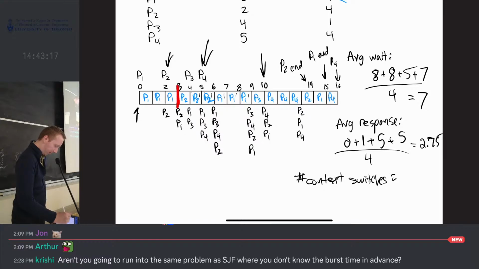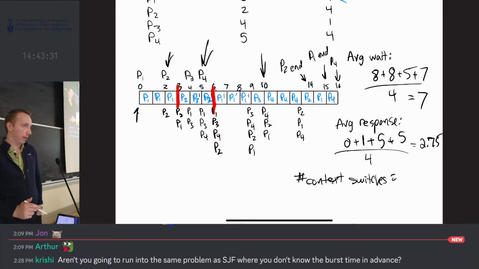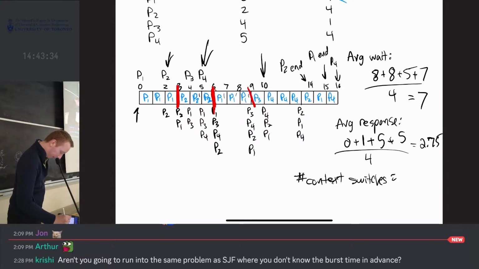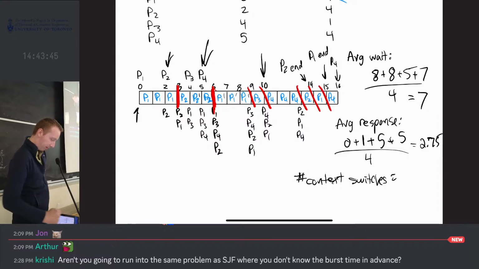So we switch between process 1 and 2 here. Why'd that delete the whole line? So that's our first context switch. Our second is between process 2 and process 1. Then we have another context switch here between process 1 and 3. Another context switch here between 3 and 4. Then 4 and 2, 2 and 1, 1 and 4. So to count the number of context switches, we just count the number of red lines we just drew. So 1, 2, 3, 4, 5, 6, 7. So we have 7 context switches.